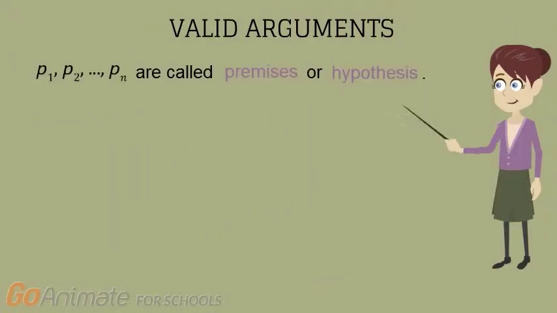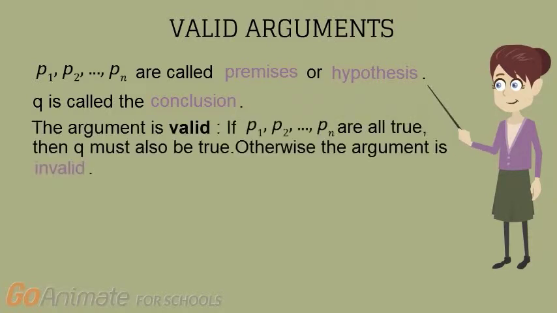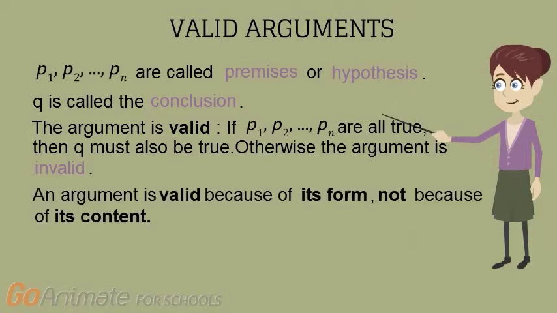The propositions P1, P2 to Pn are called premises or hypotheses. The proposition Q, that is logically obtained through the process, is called the conclusion. The argument is valid if, when P1, P2 to Pn are all true, Q must also be true. Otherwise, the argument is invalid. An argument is valid because of its form, not because of its content.